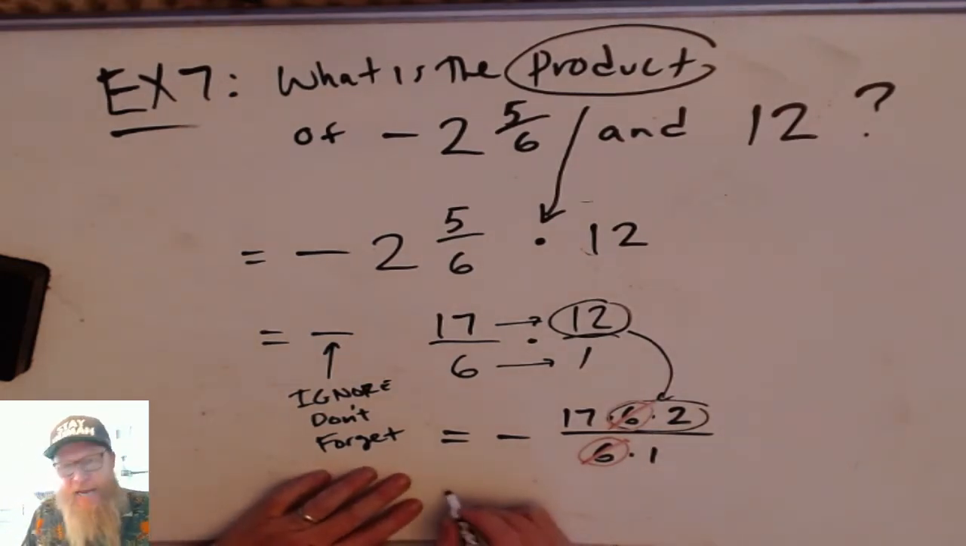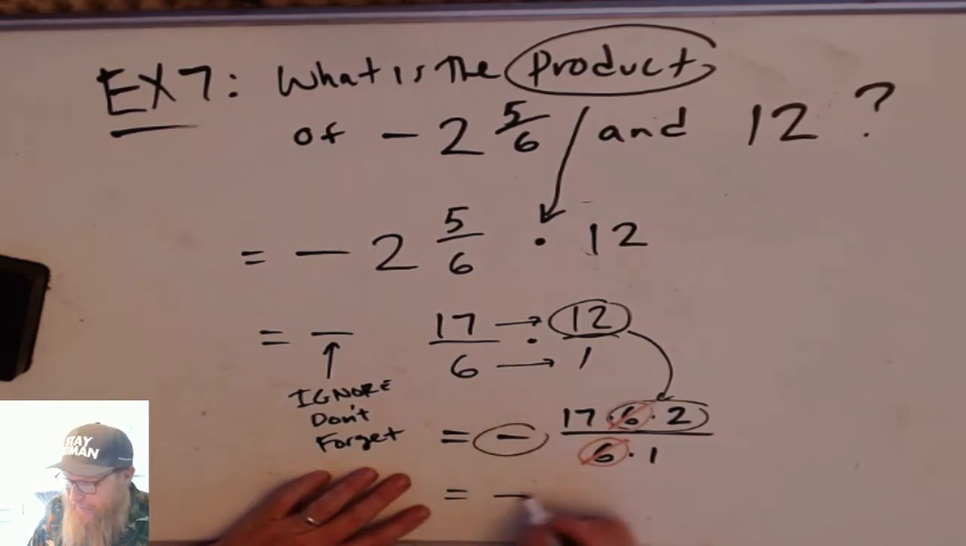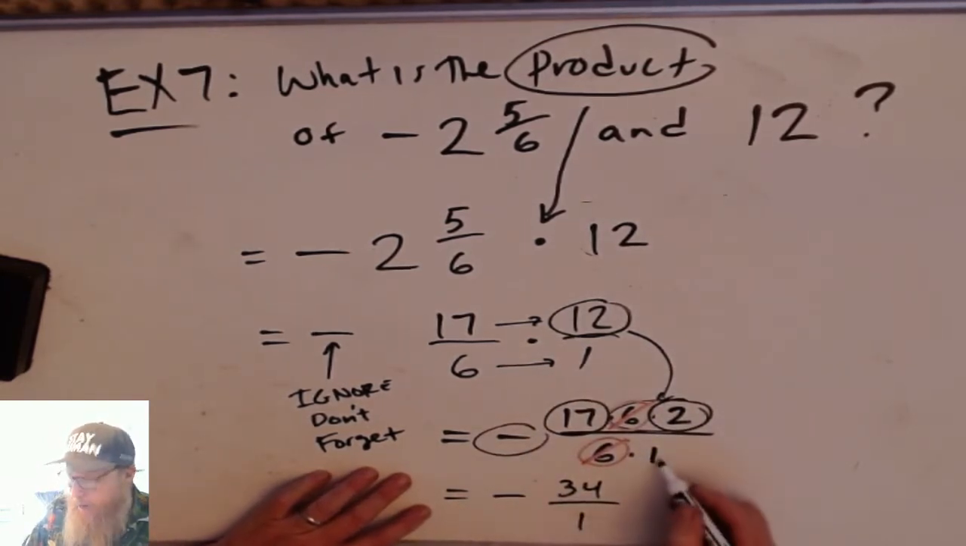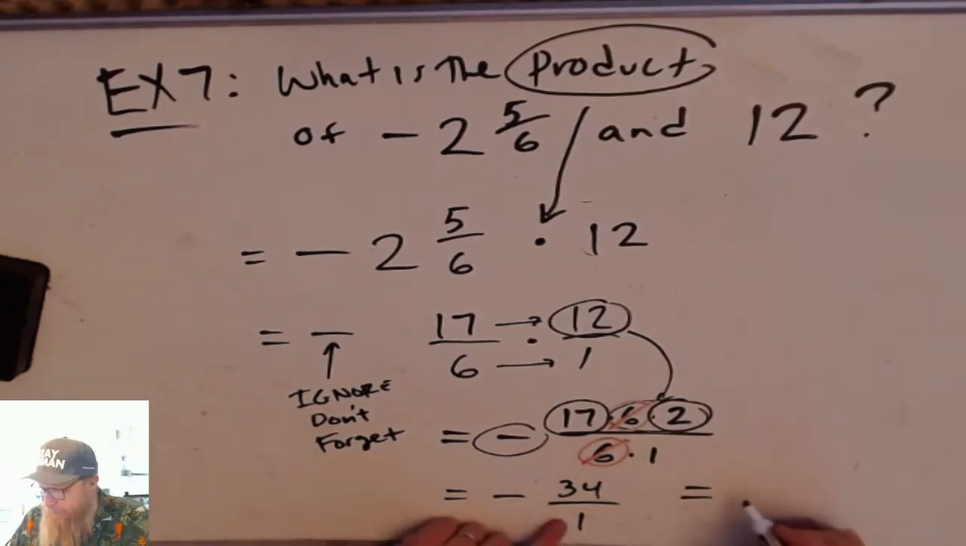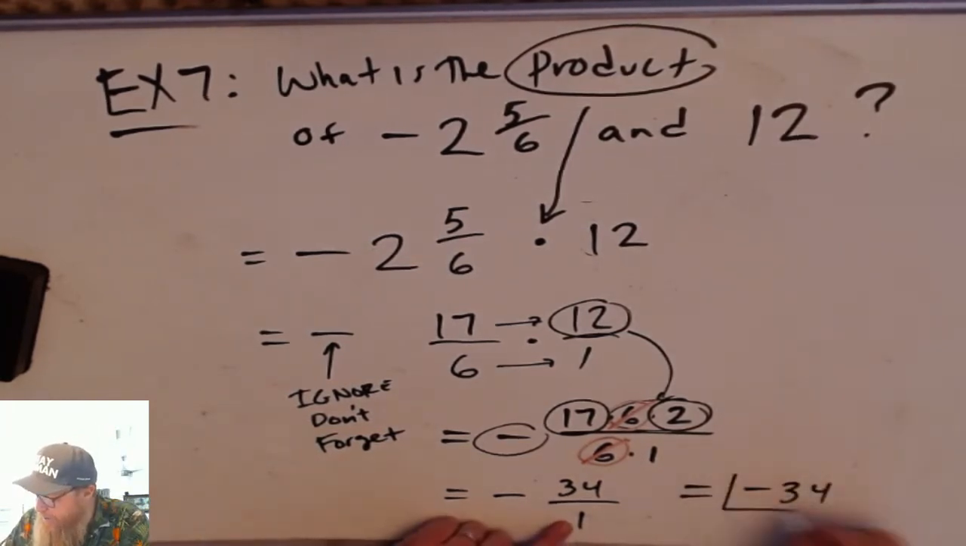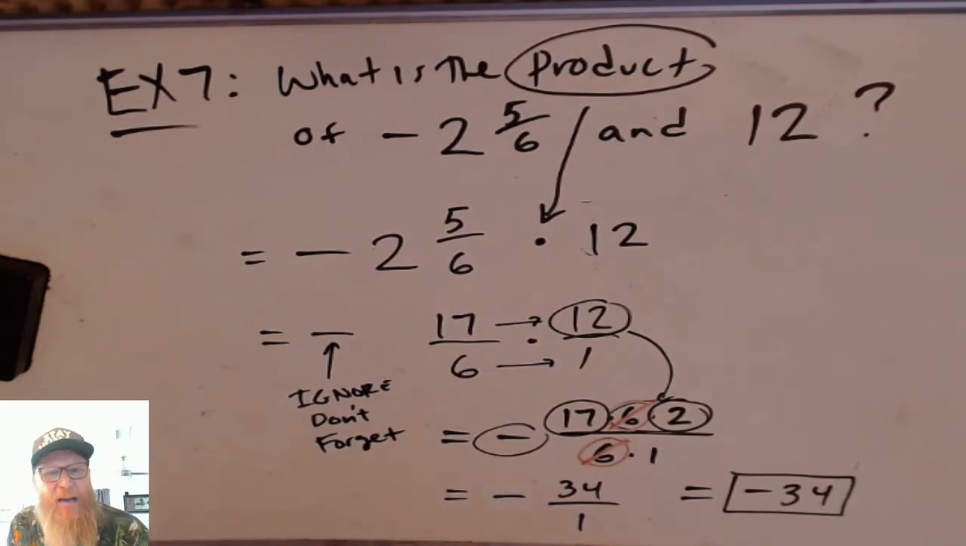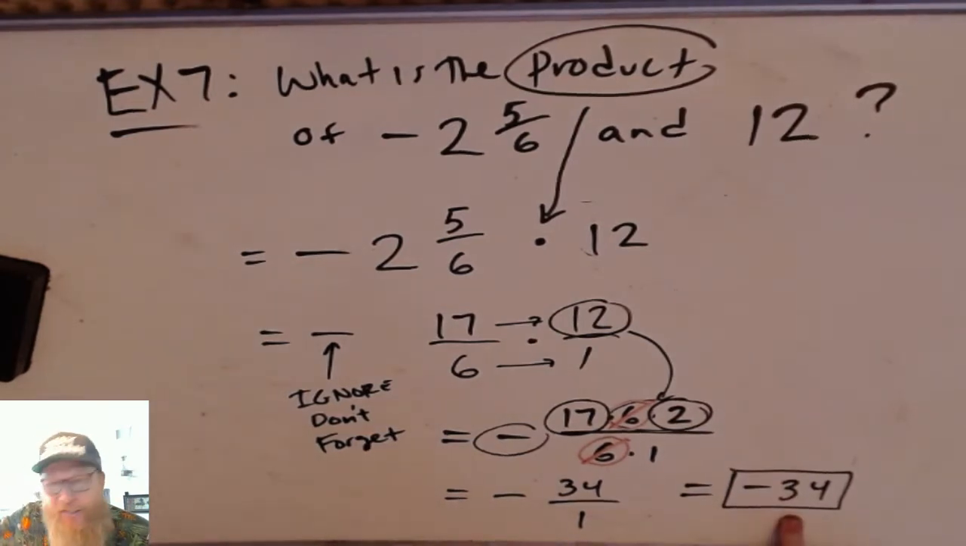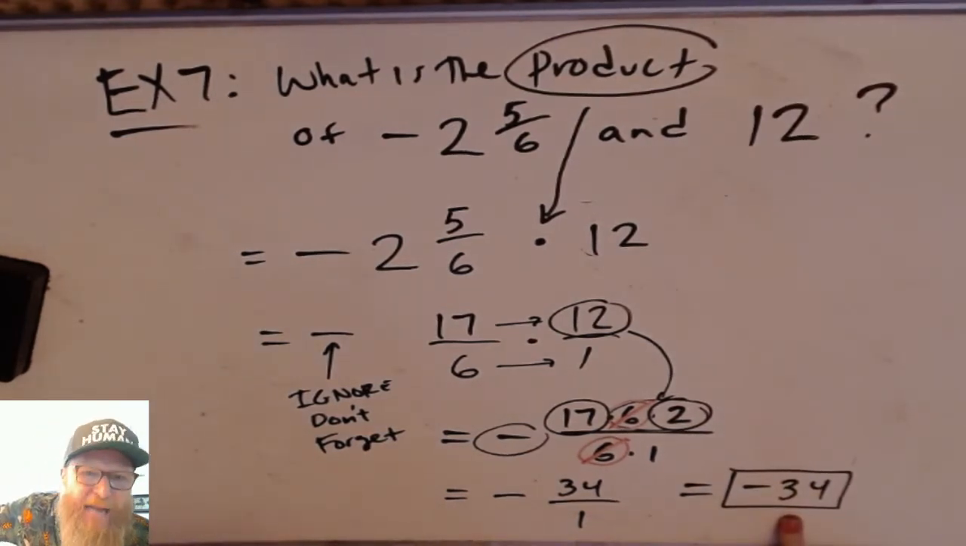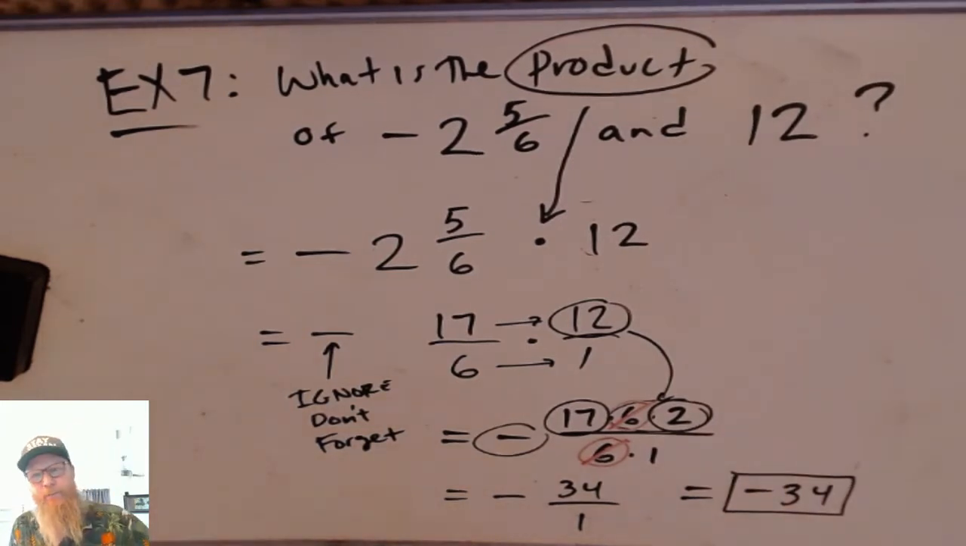All right, and so now we have negative 17 times 2 divided by 1. If the denominator is 1, the result is not a fraction, it's an integer. So we write negative 34. There you go. That's the product.